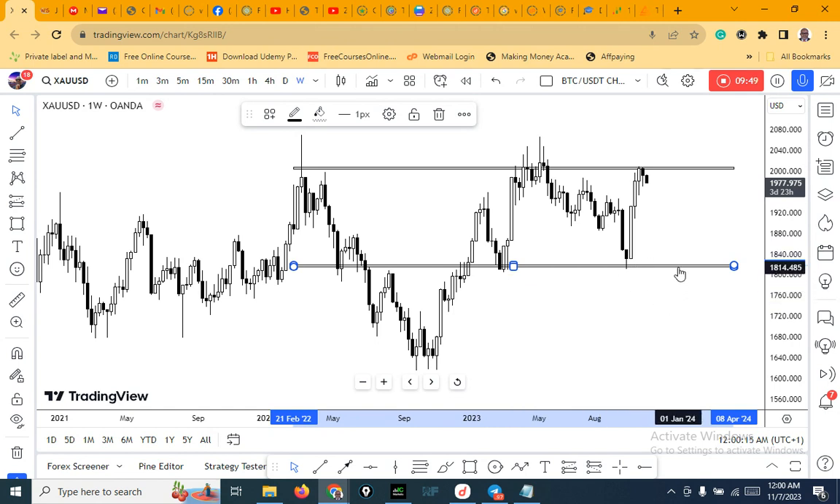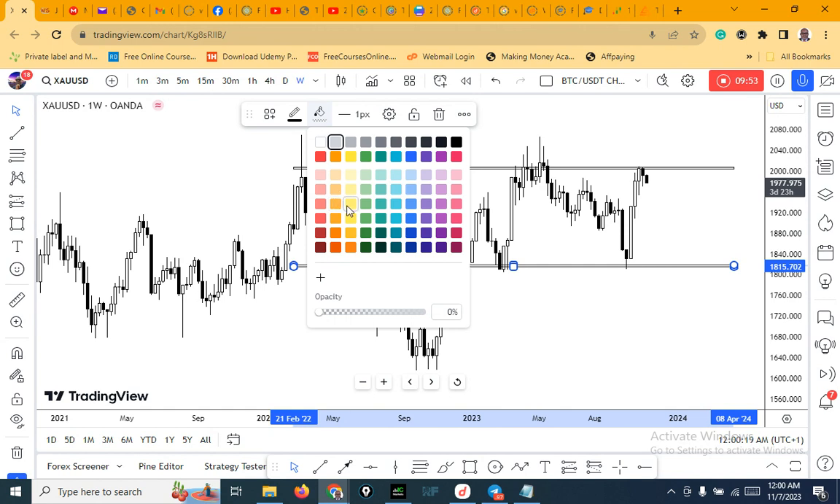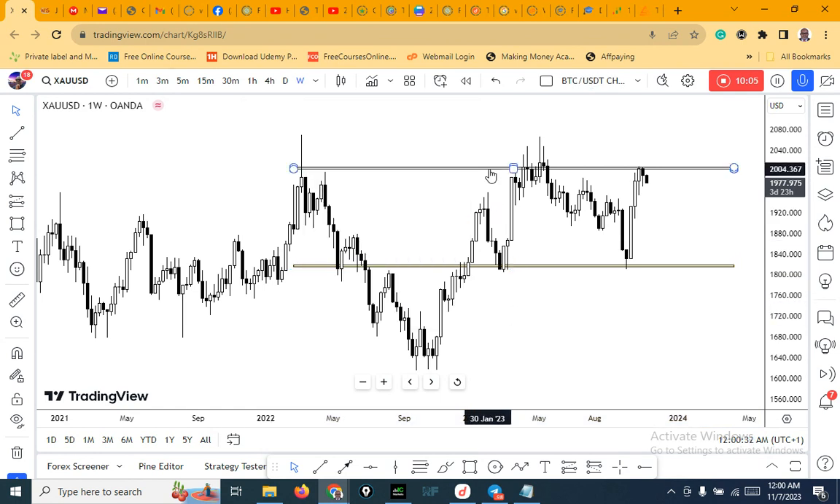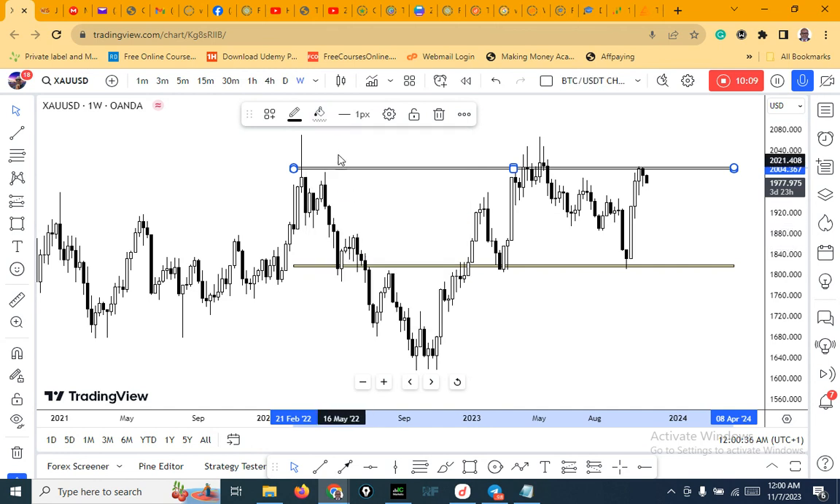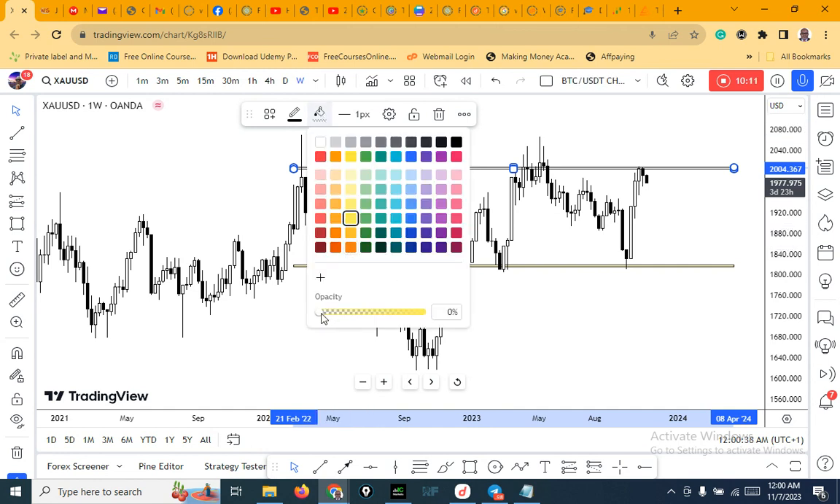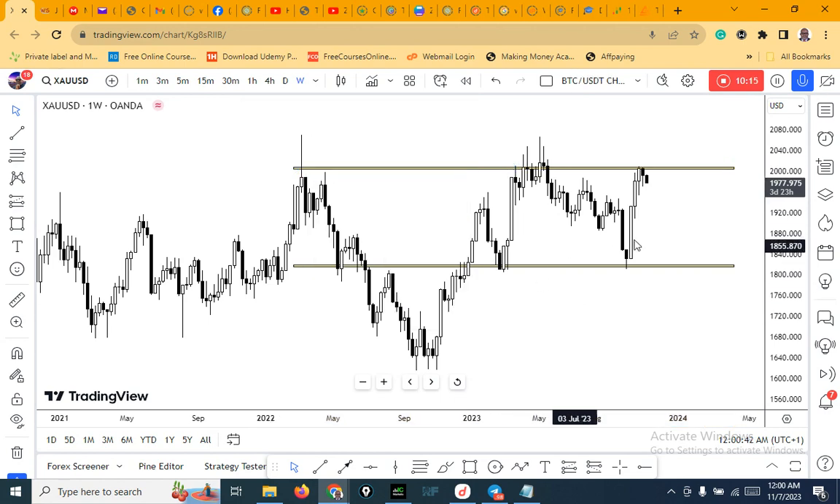So I can change the color here. I can give this a color and a feel. All right, let's give this a feel. Give this a feel as well. All right, yellow, give it a feel. Okay, so these are my levels from the weekly time frame.